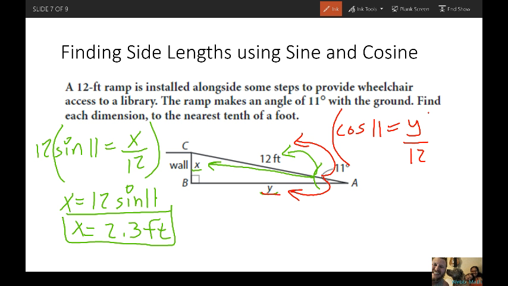Same process as the one with the sine, just multiply both the left-hand and right-hand side by 12, and y is going to equal 12 times cosine of 11. So in your calculator, press 11, press cosine. You're going to get a really crazy number, times 12, and you should get y is approximately 11.779. Go ahead and round to the tenth, so 11.8 feet.